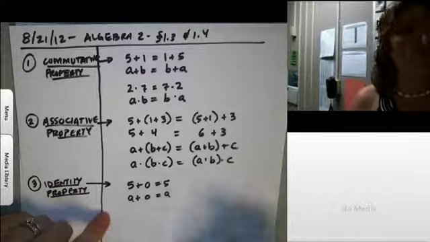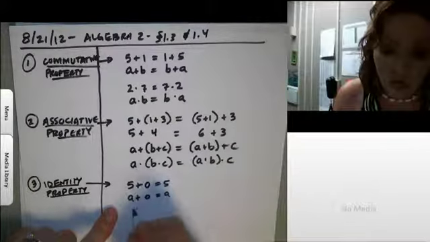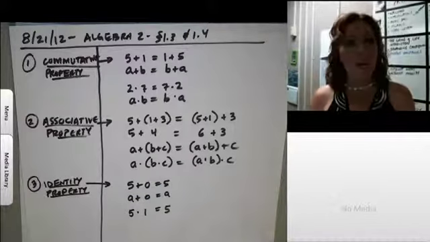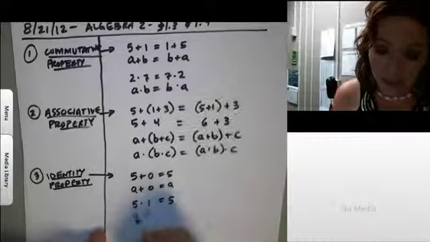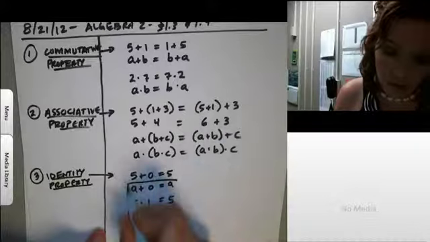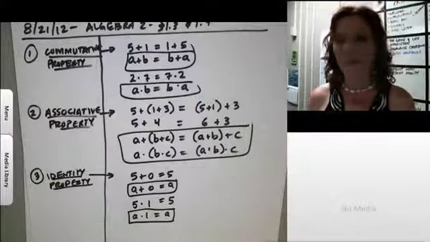It works the same with multiplication, except not with the number 0, with the number 1. So 5 times 1 gives you 5. So if you multiply any number by 1, you get the number that you started out with, or A times 1 equals A. Let me put some boxes around this so you guys can see the actual properties here. There and there. Okay?